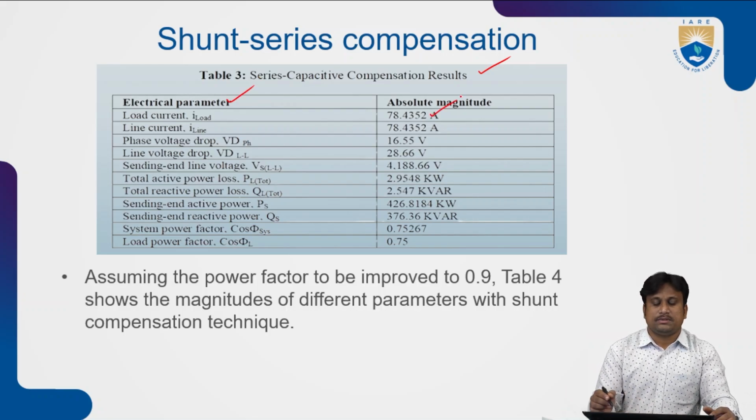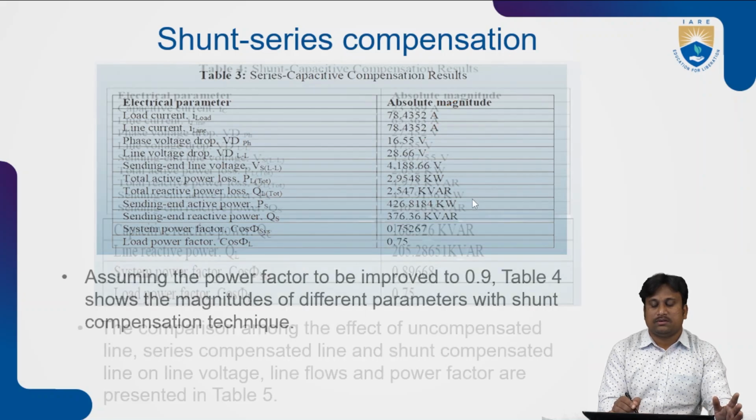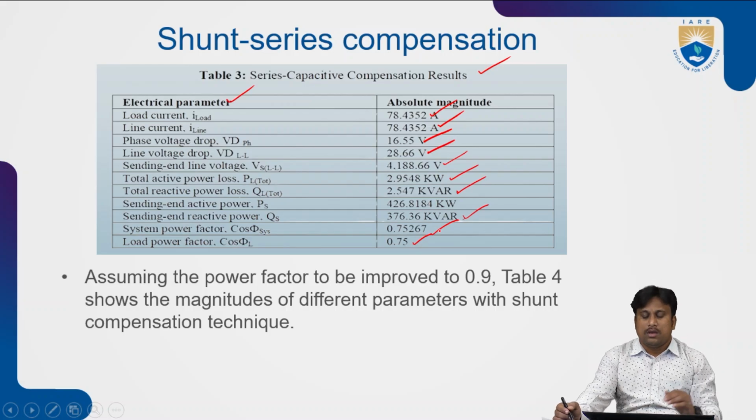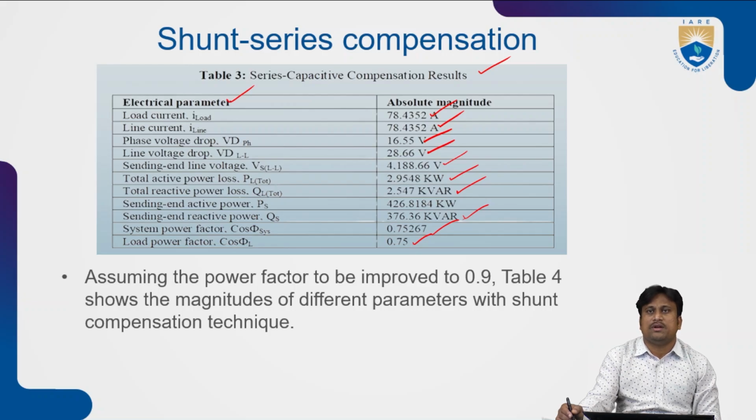Load current is 78 amps, line current is also 78, phase voltage drop is 16 volts, line voltage drop is 28 volts, and the sending end voltage is 4186 volts. Total active power loss is 2.95 kilowatts, reactive power loss is 2.54, and the sending end active power becomes 426. Because of this, the sending end reactive power is 376.3, the system power factor is 0.75267, and the load power factor becomes 0.7.